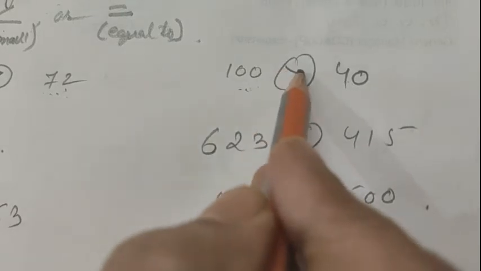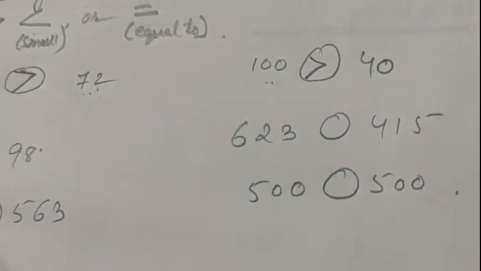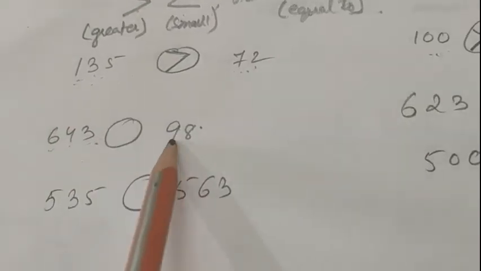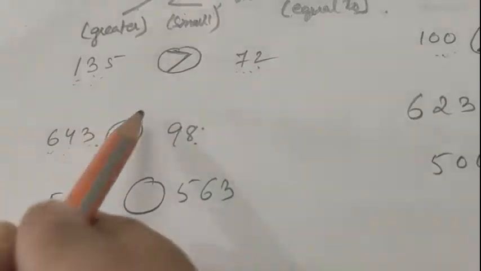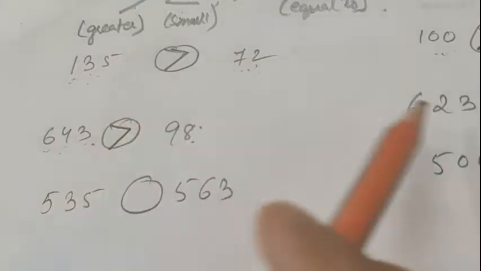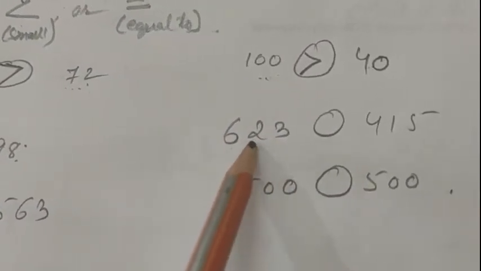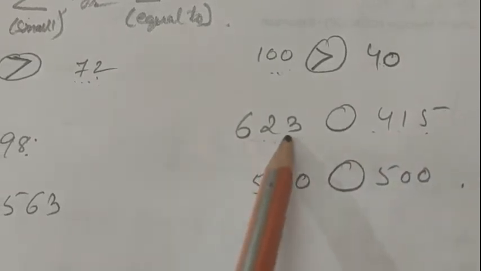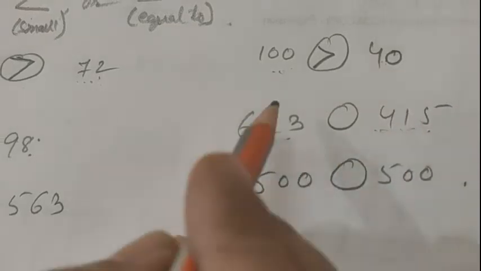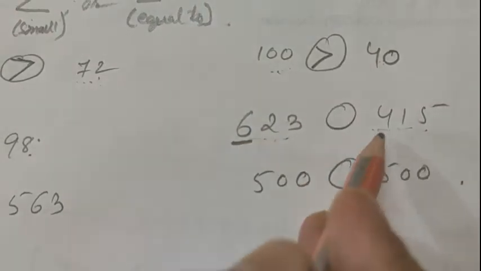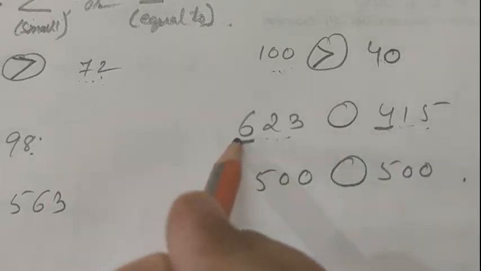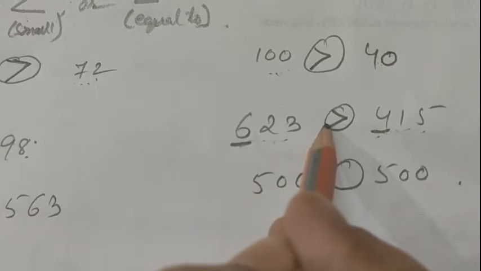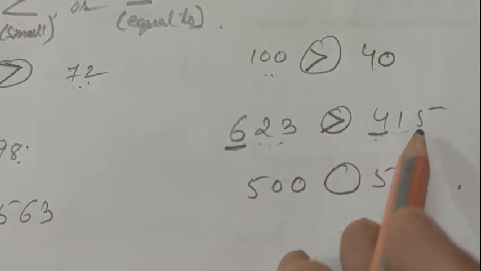Which number is big? Obviously 100 is bigger than 40. Now here also you see that this is hundreds, tens, ones. So is it a 3-digit number or a 2-digit number? Obviously the 3-digit number will be greater. Now this one you see, 623 and 415. Now what do you have to do? Here also 3 digits are there, here also 3 digits. But here you have to check the hundreds place first. 6 is more or 4 is more? Obviously 6 is more. So you have to put it like that. By seeing hundreds, tens, ones you can do it.